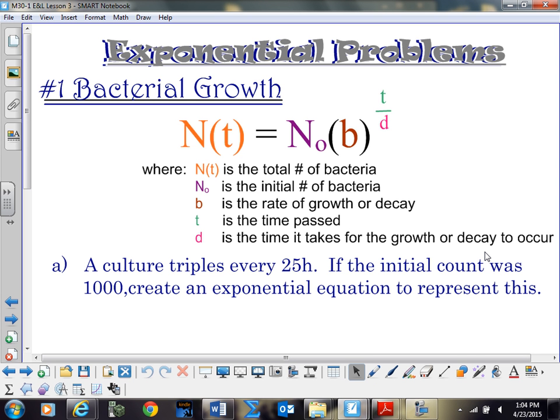So total number of bacteria after a given time, NT. Variables don't matter. Sometimes you see this as A, T, sometimes you see it as any other variable. So let's say we'll use the N as the number after a given amount of time. Original number is NO, original amount. Base is B. Now these are the two variables that I want everybody to work on and get figured out. Time elapsed.